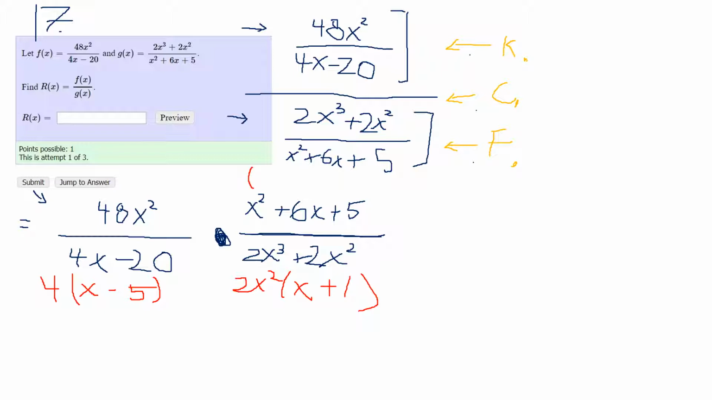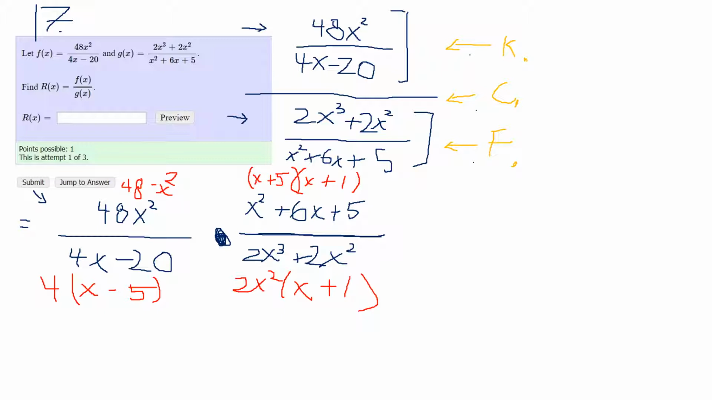We can factor this top guy. We have x and x. Two things multiplied together to equal 5. The only thing is 5 and 1, and it adds up to 6, so there it is. And 48 can be broken up if you want, 48 times x squared.